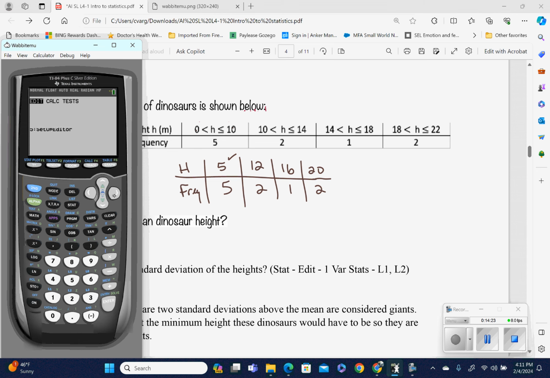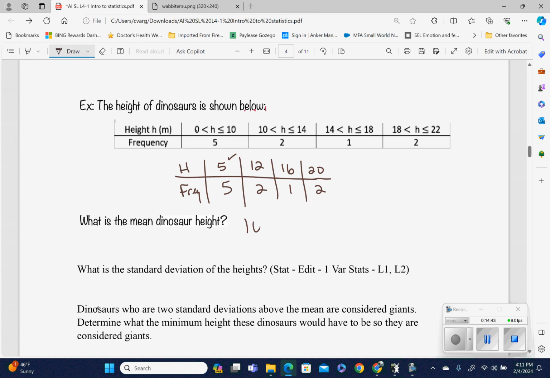Hit stat, go to calc, option number 1 again, right? We're never going to do 2-bar stats. So my L1 is there, but my L2 is not there. So you hit second and the 2 button. See above 2, there's an L2. And then you go hit enter, enter, and it'll give you the mean. So the mean is 10.5. So that is the mean dinosaur height, 10.5. And our unit is meters. So 10.5 meters is my answer.